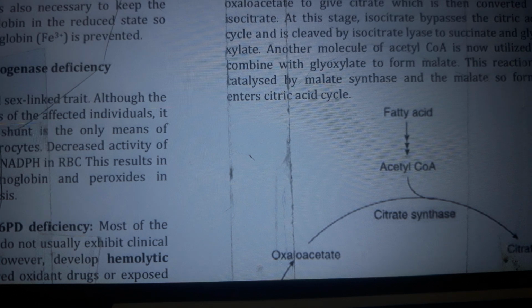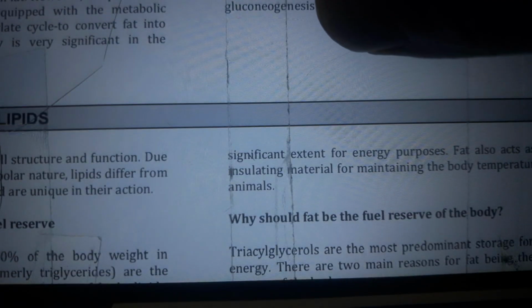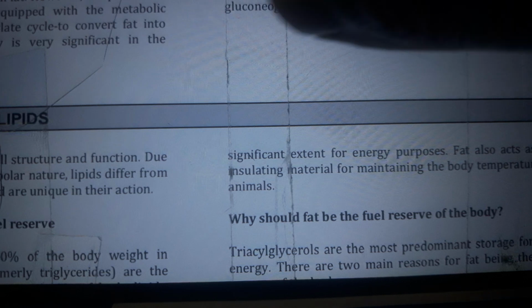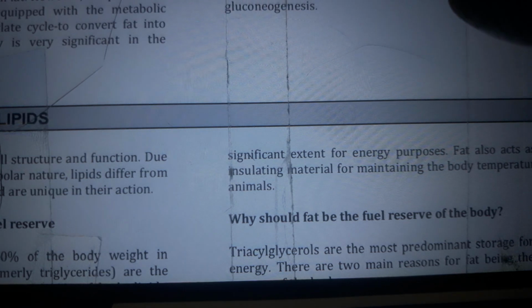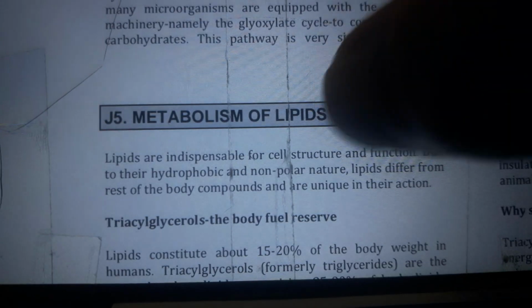At this stage, isocitrate bypasses the citric acid cycle and is cleaved by isocitrate lyase to succinate and glyoxylate. Another molecule of acetyl-CoA is now utilized to combine with the glyoxylate to form malate. This reaction is catalyzed by malate synthase, and the malate so formed enters the citric acid cycle. The glyoxylate cycle is a cyclic pathway that results in the conversion of 2 carbon fragments of acetyl-CoA to the 4 carbon compound succinate. The succinate is converted to oxaloacetate and then to glucose, involving the reactions of gluconeogenesis.